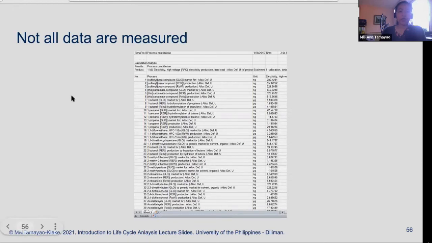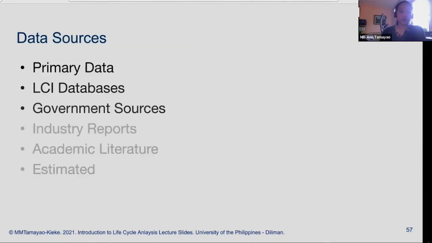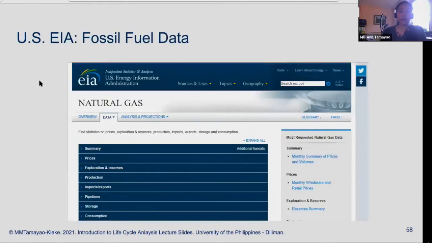I have to make a point that not all data are measured, even from SimaPro, okay? So you have to be careful. And then another data source is government sources. So for example, in the US, you can get data on energy from the US Energy Information Administration. In the Philippines, you could probably get information from the Department of Energy as well. Some data that you might need could also come from the PSA.